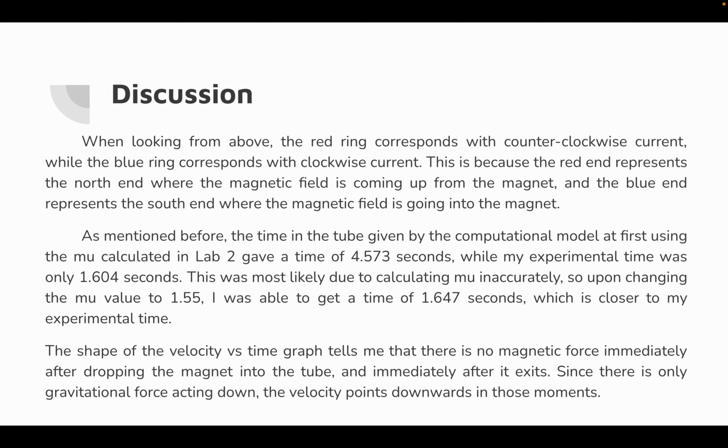And the shape of the velocity versus time graph tells me that there's no magnetic force immediately after dropping the magnet into the tube and immediately after it exits. Since there's only gravitational force acting down, the velocity points downwards in those moments.